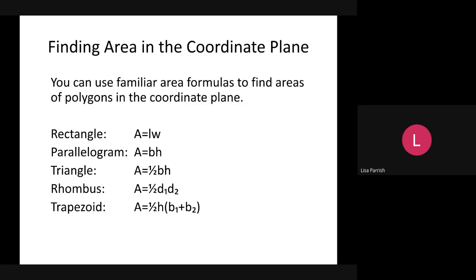Parallelogram, area equals base times height. Triangle area equals 1/2 base times height. The rhombus area equals 1/2 diagonal 1 times diagonal 2. And the trapezoid area equals 1/2 times the height times the sum of base 1 and base 2. These should be familiar to you since this was in our last unit.